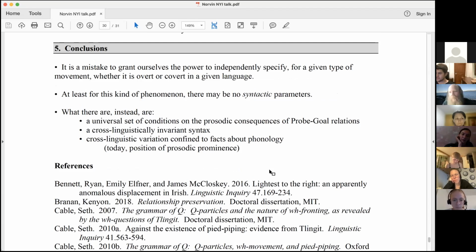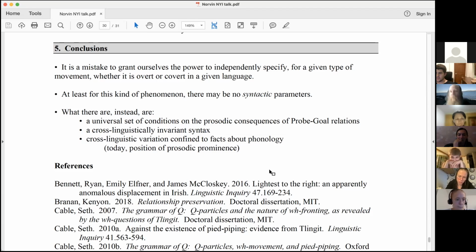Cross-linguistically invariant syntax, the same probes agreeing with the same goals, and some cross-linguistic variation, but the variation has to do with facts about phonology. The upshot of this is that if you know what the rules are for where prosodic prominence goes in your language, that tells you things about where things may move and where they must move, as long as we're willing to say that the syntax cares about where prosodic prominence goes.